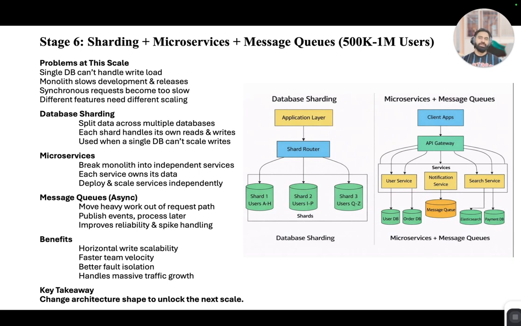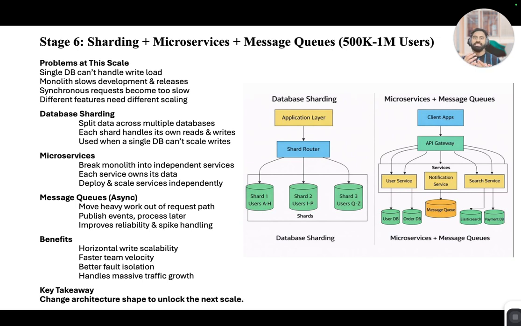Now let's discuss microservices. Microservices means breaking the monolith into independent services. As the team grows, the monolith becomes painful, right? Signs that you need microservices.